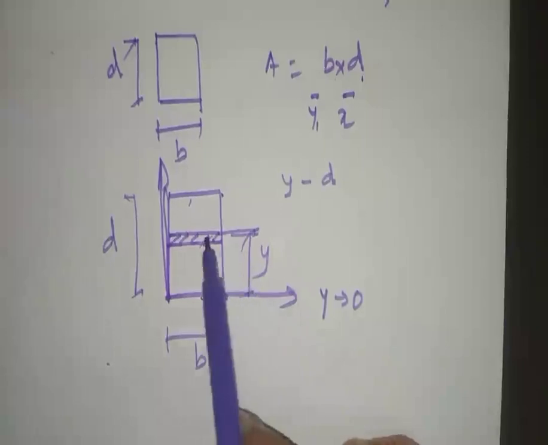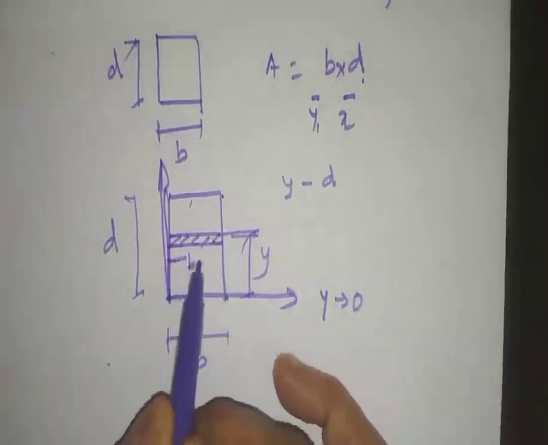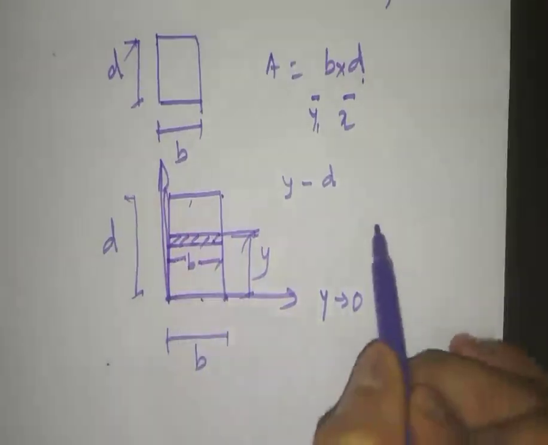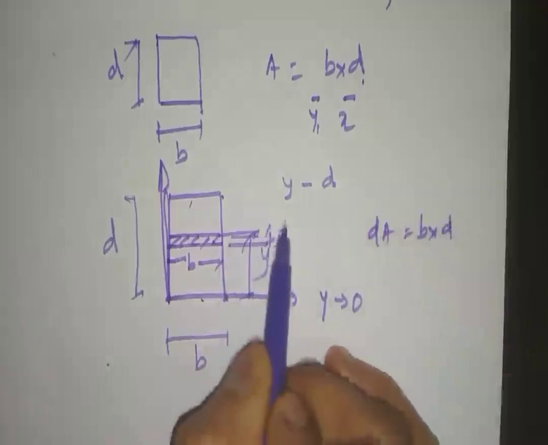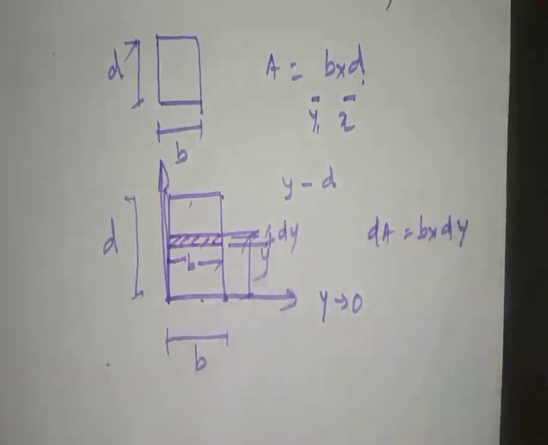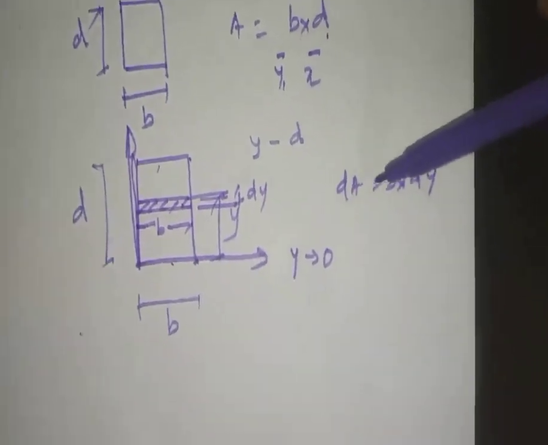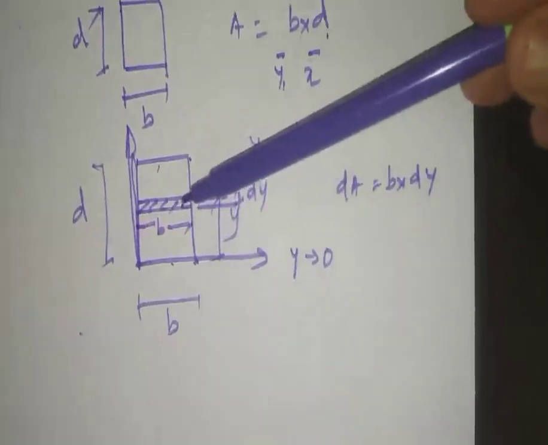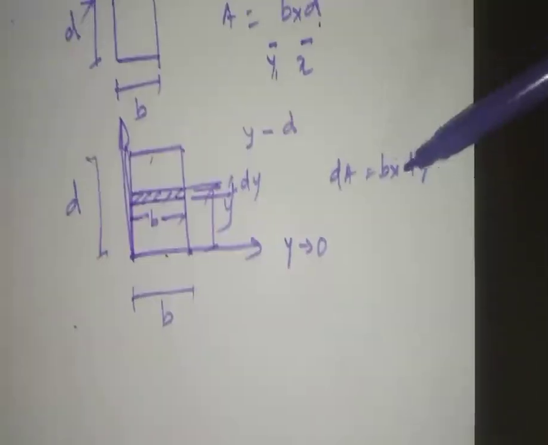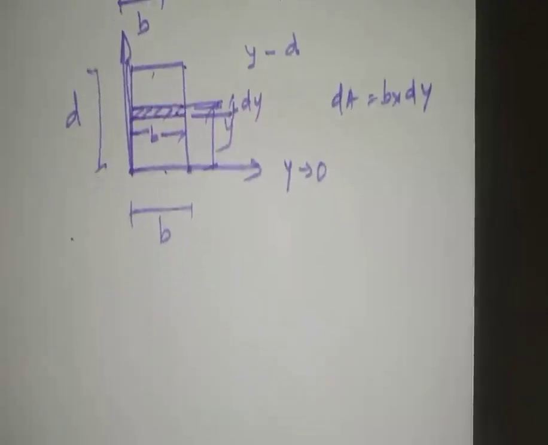Before proceeding, we need to find the area of the elemental strip. Here dA will be equal to b, the width of the strip, into its thickness dy. So dA is b into dy. This is the area of the elemental strip.